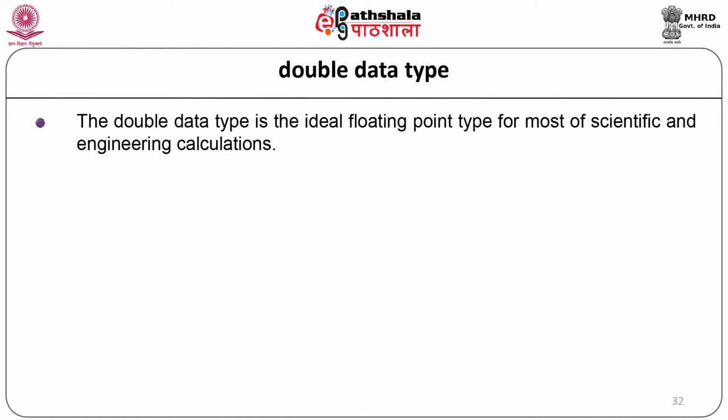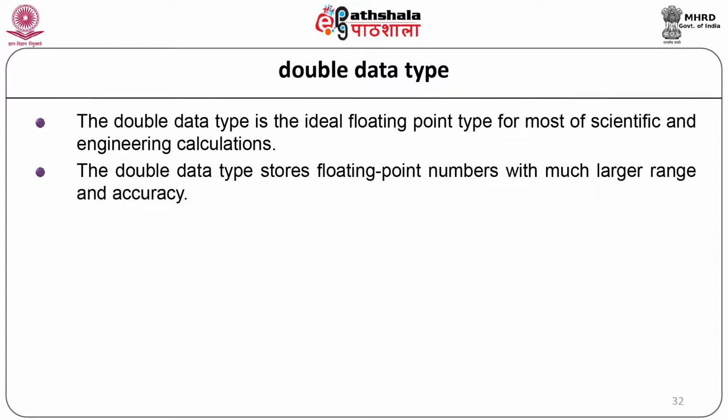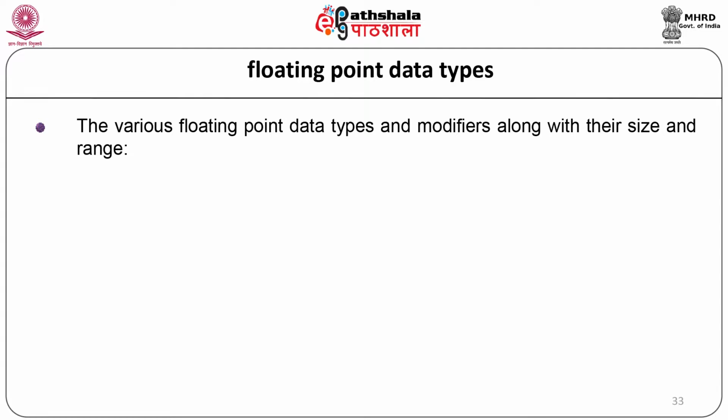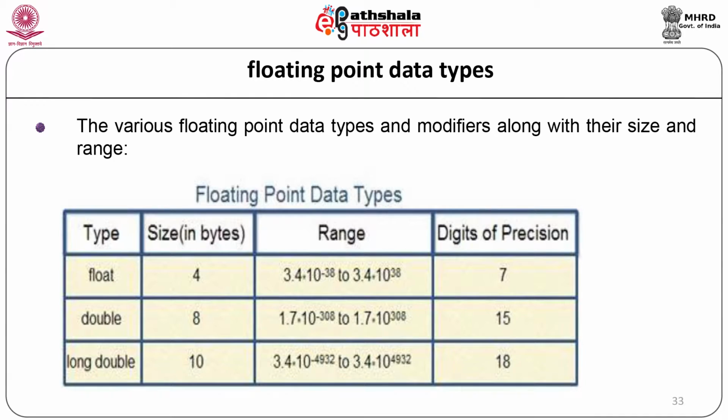Double data type is the ideal floating point type for most scientific and engineering calculations. It stores floating point numbers with much larger range and accuracy. The syntax is double space variable name semicolon. Example, double space d1 semicolon, double space d2 semicolon. The various floating point data types with their size and range are represented in the following table. The table shows the type, the size, the range of permissible values for that particular data type, and the digits of precision for that particular data type.